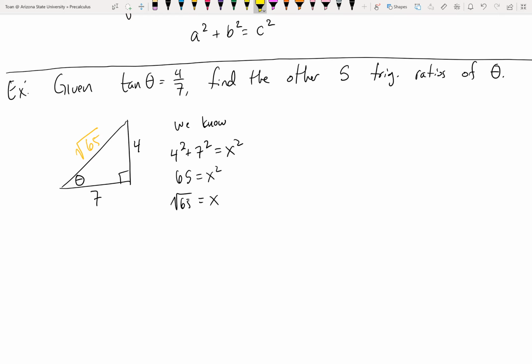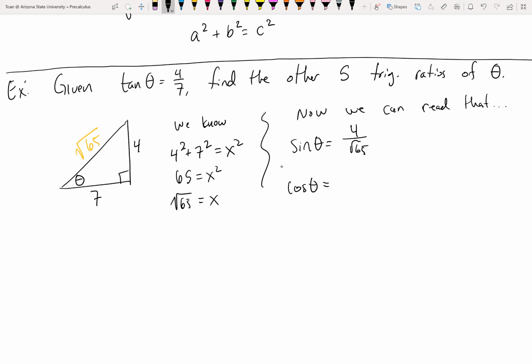Now, with looking at this picture, I hope it's very easy to read the trig ratios. So this tells us I don't need to know what the angle is. Is it 27 degrees? Is it 58 degrees? Who cares? I don't know. Now that I have all three sides of the right triangle, now we can read that sine of theta, opposite over hypotenuse, is just 4 over rad 65. Cosine of theta, adjacent over hypotenuse, is 7 over rad 65. I don't have to do tangent because they already gave us tangent here.